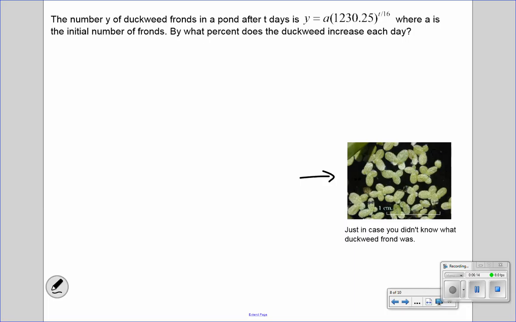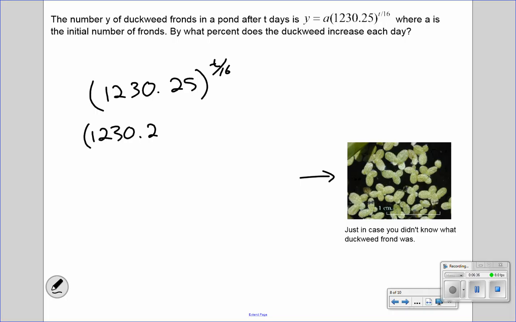Now, to figure out percent, we look at our number that's raised to our variable, but in this case, our number, 1230.25, is raised to the t over 16. Now, that's not raised simply to our exponent, so we need to use our exponent rules to simplify. So we can do 1230.25 to the 1 over 16th power to the t. Because power to power, we can multiply our exponents. So this is the same thing as this.